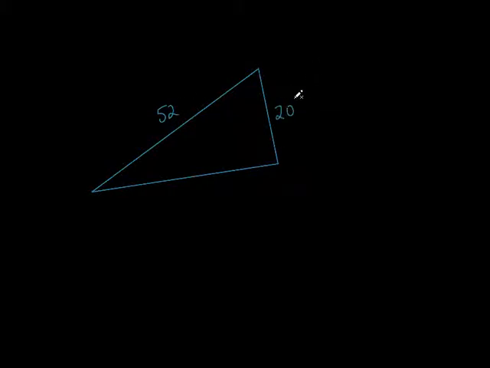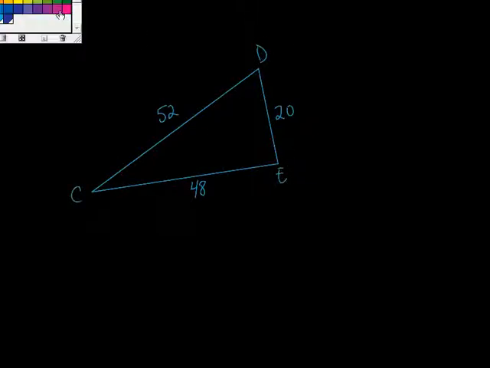Okay, let's do one more. Let's do the one with the right angle. So it looks like this, looks like this, looks like this. And now we don't know it's a right triangle to begin with, do we? And what is that, 20? And this is 48, is that right? I can't read very well. There we go. And C, D, and E. C, D, and E. All right, we good with this so far?